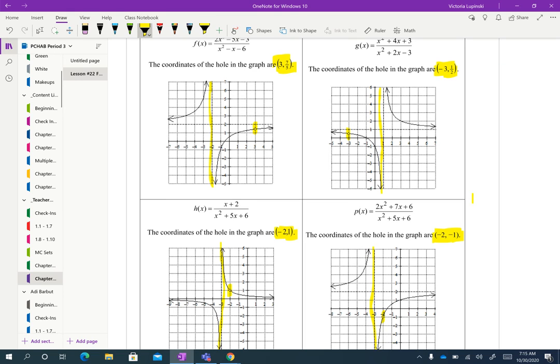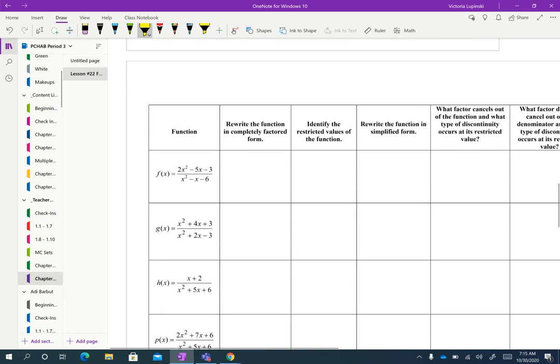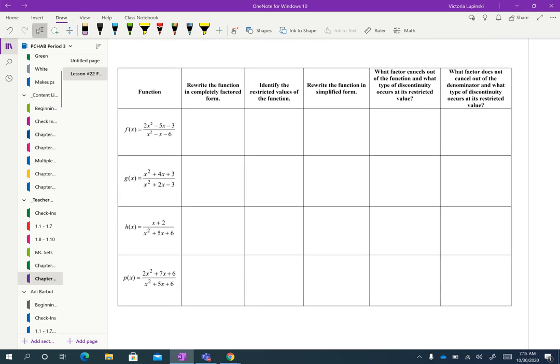We've seen some jump discontinuities in the past, and we'll certainly see them in the future, but we're not going to see them today other than just talking about the fact that they exist. So now if we go ahead and look at the table on the next page, notice that you again have all 4 functions on the left-hand side.